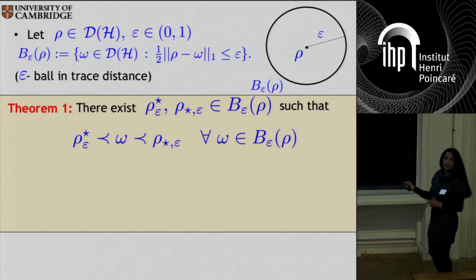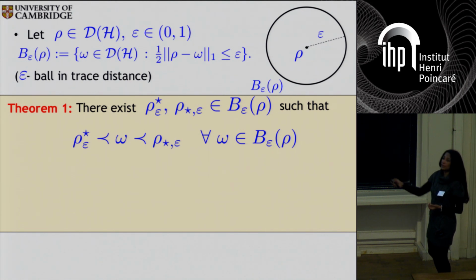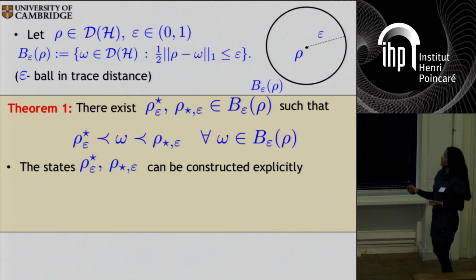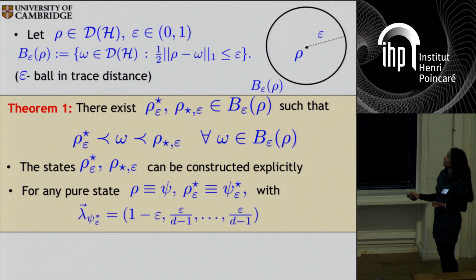This is indeed surprising because what we find here is that rho upper star epsilon is majorized by every state in this ball. On the other hand, rho lower star majorizes every state in the ball. And these states we construct explicitly. In particular, if rho is a pure state, the corresponding rho upper star, which we call psi star epsilon, has this very familiar distribution, which I think many people call the L-shaped distribution.